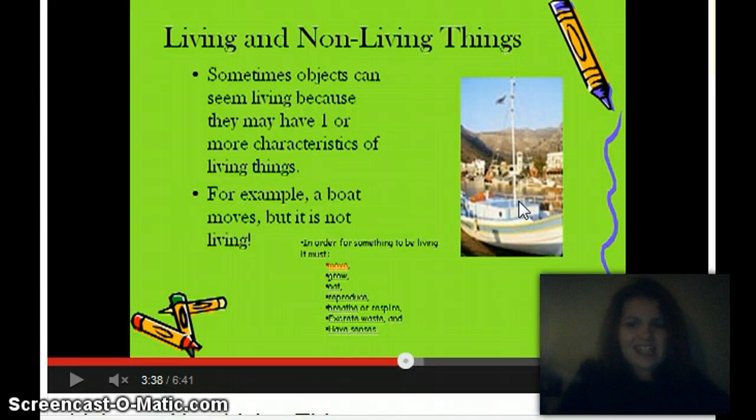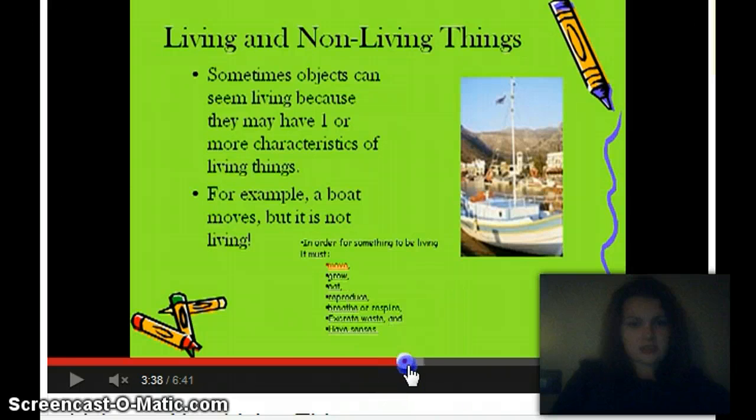But it's not living. Why is it not living? Because it doesn't breathe, it doesn't eat, it doesn't reproduce. It moves, but it doesn't have all 7 characteristics. It doesn't have the 5 senses. I mean, we can see it, but we can't smell. I mean, we can smell a little bit, but it doesn't have all the characteristics as a living thing.